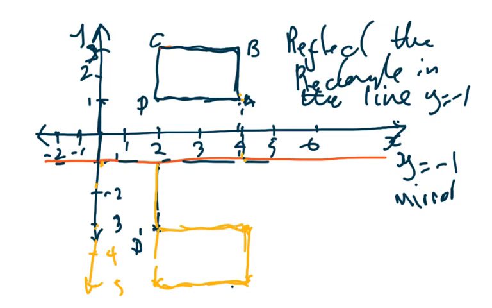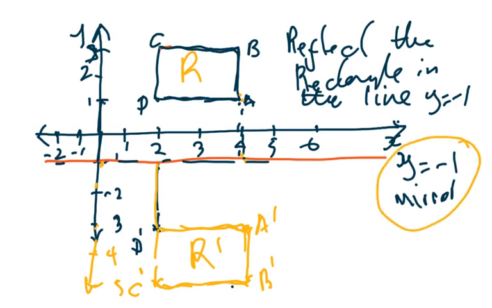So that's our A prime, B prime, C prime, and our D prime. A reflection of the rectangle into R prime on the line y equal to negative 1. That is our mirror line, y equal to negative 1. Now let's take a few examples, rather exercises.